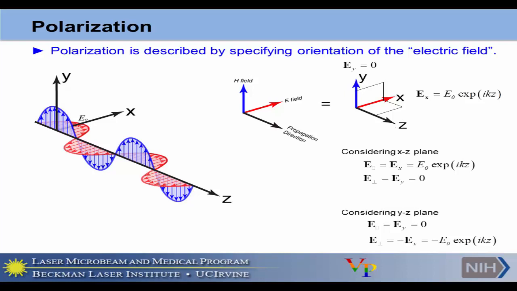But we can also do the same thing for another plane, depending on our lab frame. If we consider the YZ plane, that is this plane, the polarization parallel to that plane is going to be 0. And then the polarization perpendicular to that plane is going to be this value. We use a negative sign to keep the right-hand orientation.